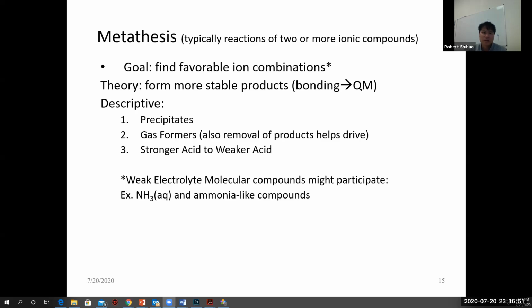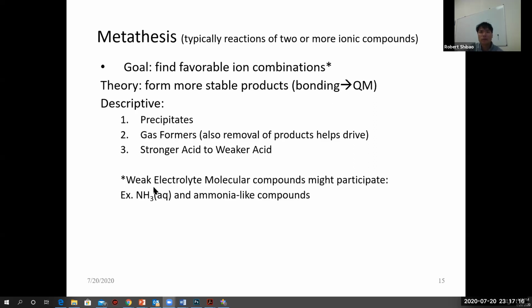Gas formers, gases are often more stable in certain respects. There are other factors with gases, which we'll talk about later. And then stronger acid to weaker acid. Likewise, if we have stronger acid to weaker acid, we also have stronger base to weaker base. That holds true. And so it doesn't always have to be ions.